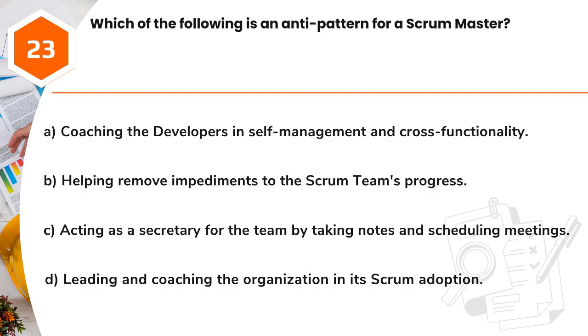Question 23. Which of the following is an anti-pattern for a Scrum Master? A. Coaching the developers in self-management and cross-functionality. B. Helping remove impediments to the Scrum team's progress. C. Acting as a secretary for the team by taking notes and scheduling meetings. D. Leading and coaching the organization in its Scrum adoption.